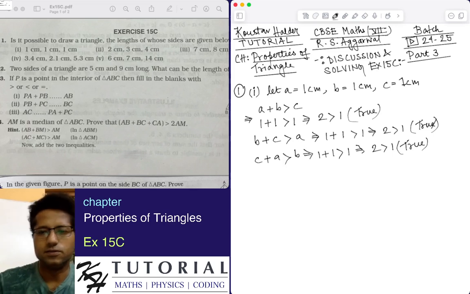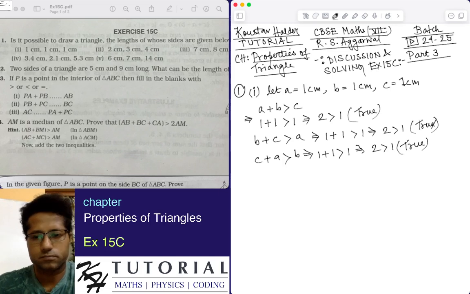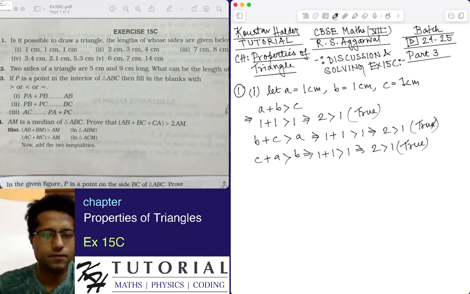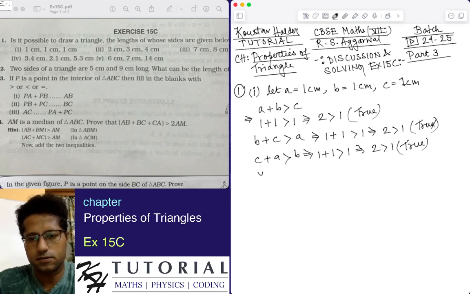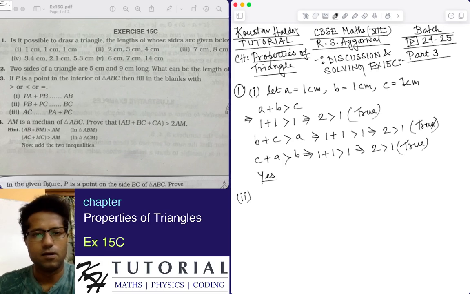So we see that the sum of the lengths of any two sides is greater than the third side. So for part 1, the given lengths, the triangle, yes, I am writing yes, meaning a triangle can be formed. Now I will not solve all the 5 parts. The concept is very obvious. You can easily solve the remaining problems. So let's do 2. Let A be equal to 2 centimeters.